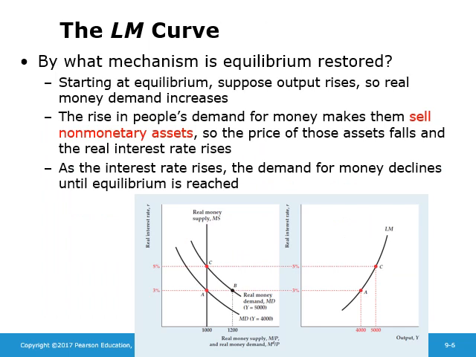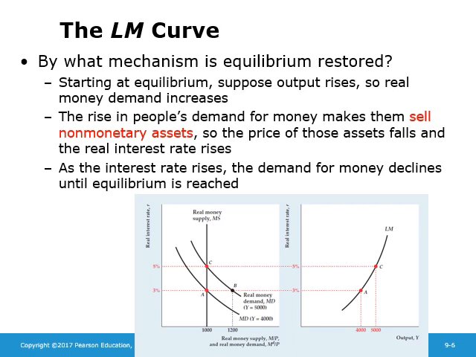In the last slide, we drew the LM curve graphically, but we now need to know the mechanism through which this happens. Why is the LM curve sloping upwards? Starting at equilibrium point A, suppose that output rises, as we said, from 4,000 to 5,000. So what happens to real money demand?